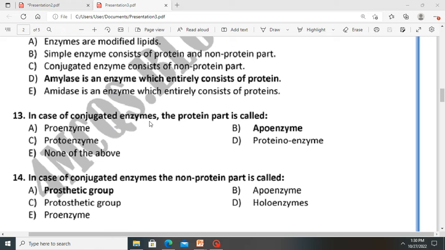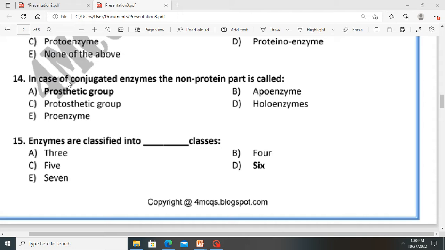In the case of conjugated enzymes, the protein part is called what? As I said earlier, the protein part of the enzyme alone is called the simple enzyme, or the apoenzyme. In conjugated enzymes, the non-protein part is called the prosthetic group. If the non-protein part is not removable, we call it a prosthetic group. If it is removable, we can call it a coenzyme, if it is an organic molecule, or a cofactor if it is an ion or an elemental ion. So the non-removable non-protein parts of enzymes are called prosthetic groups.